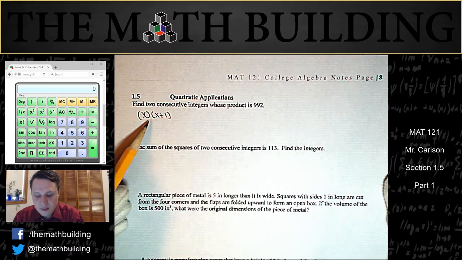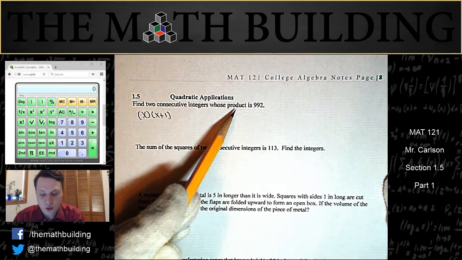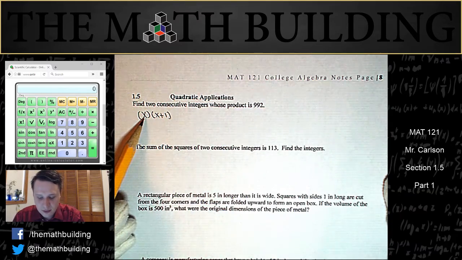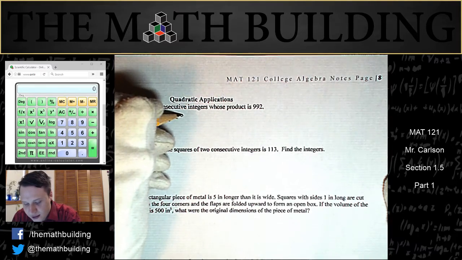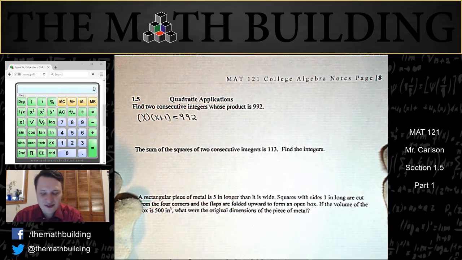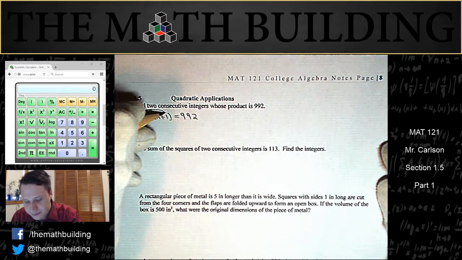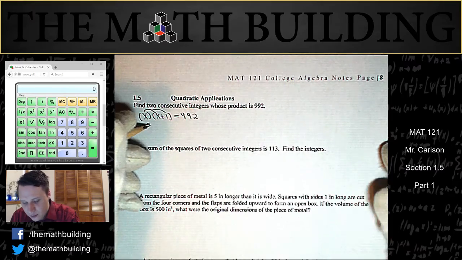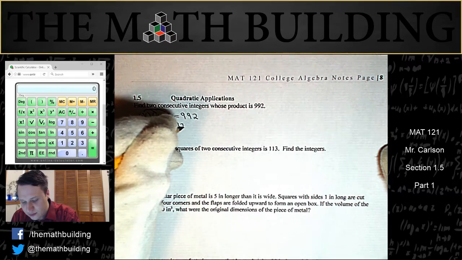And you notice I've multiplied them together. A product is the answer to a multiplication question. So two consecutive numbers multiplied together, like 10 and 11, they tell us equal 992. And so we just need to find out what that x is to solve the problem. So let's do it. We'll do the distributive property, giving us x squared plus x is equal to 992.